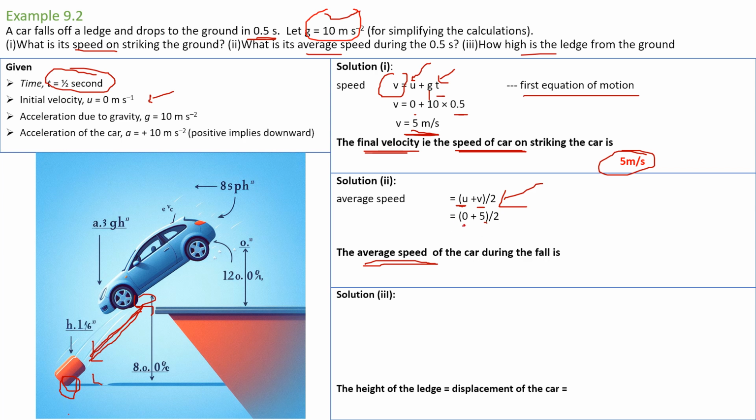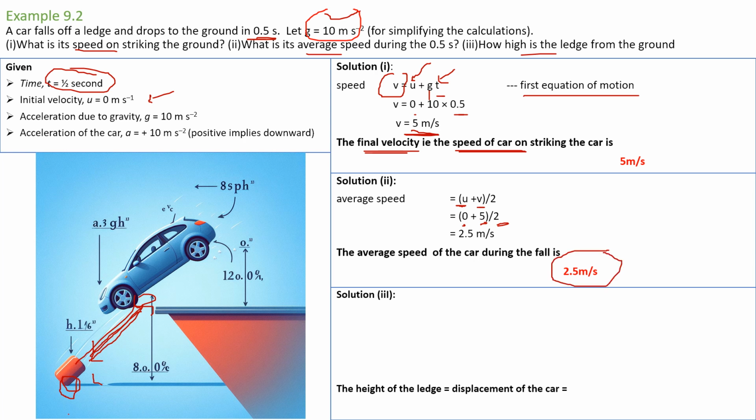0. What is the final velocity? 5, because we calculated it here. Then the average of it, divide by 2. 5 divided by 2 is 2.5 meter per second. Then the final answer, the average speed of the car during the fall. No, you ignore this sentence. You can write the average speed of the car during the fall, no issues. Okay, the average speed is 2.5 meters per second.